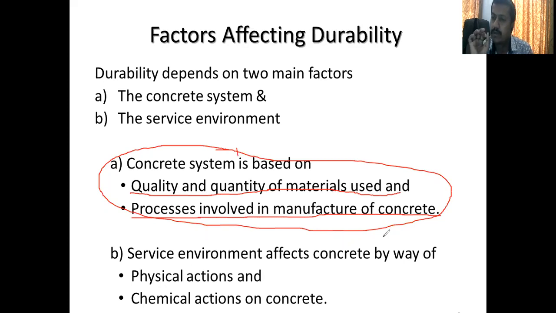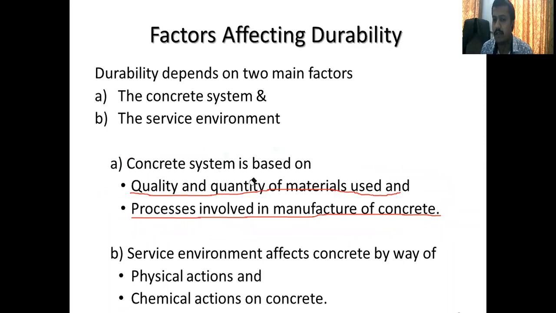If you have used top quality material and the quantity, again you have to find out the accurate quantity, it is not in excess or very less. Okay, if you have the correct quantity, the good quality material and your execution and workmanship are good, then definitely your structure is durable. But on the other hand, if the quantity and quality everything is wrong, and the execution is also wrong, then durability is going to decrease.